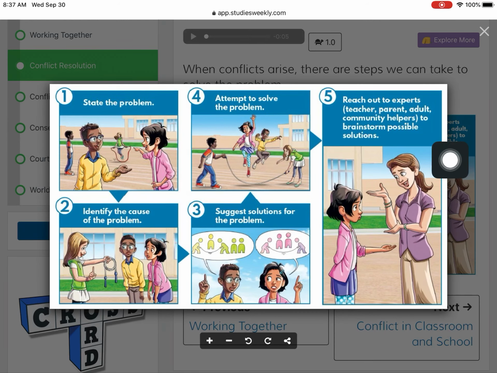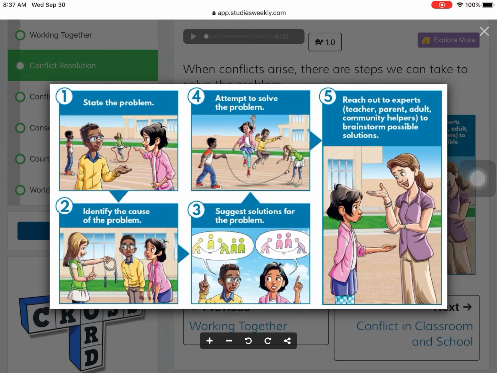And step 5 is to reach out to experts, which is teachers, parents, adults, community helpers, to brainstorm possible solutions. So if you attempt to solve the problem and it still doesn't work out, you can always reach out to an adult and they will be able to help you find a solution to your problem as well.